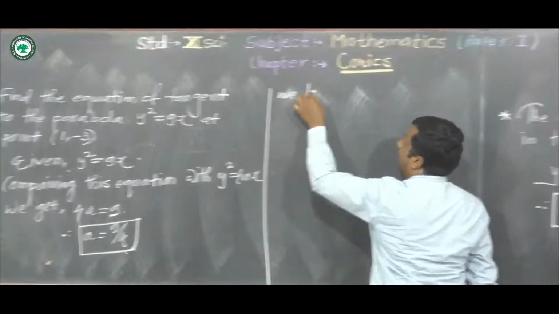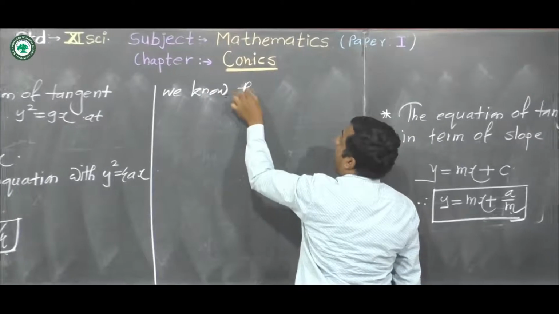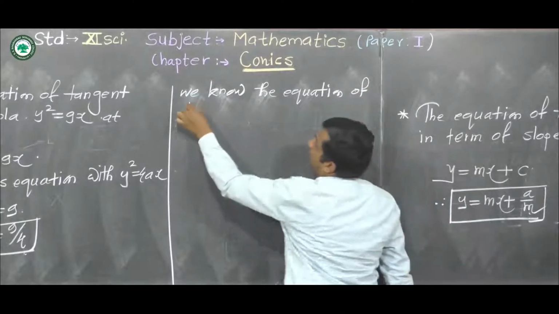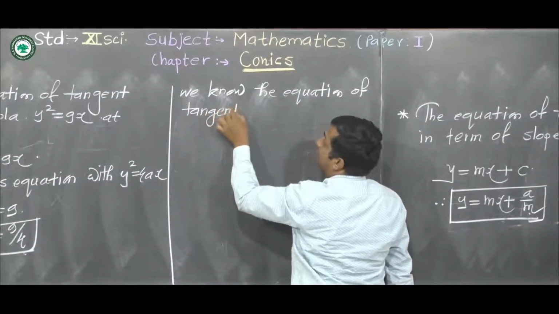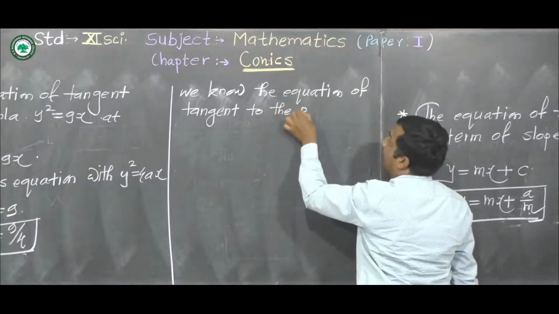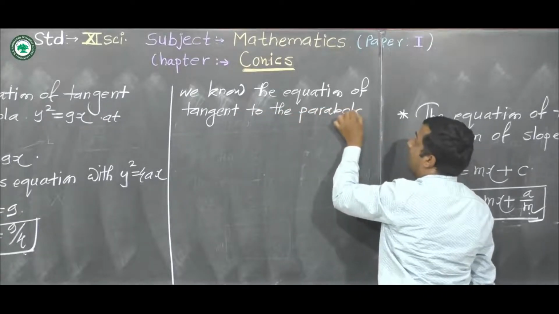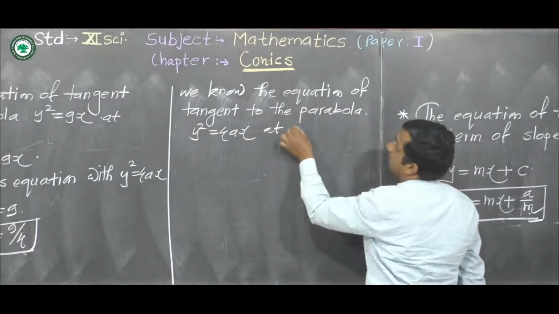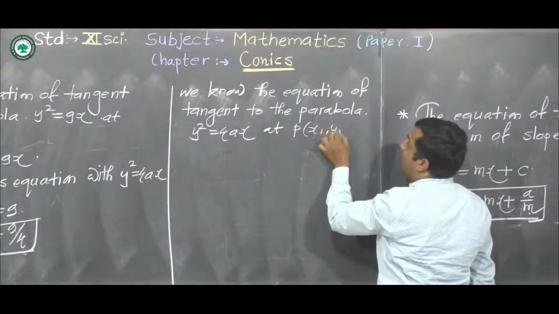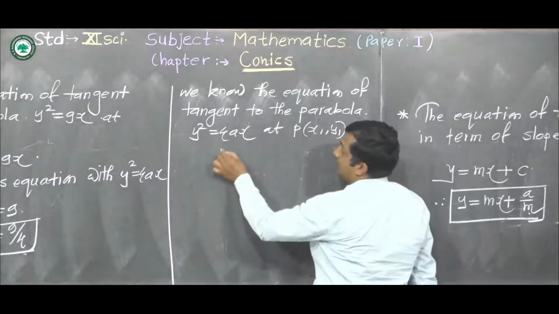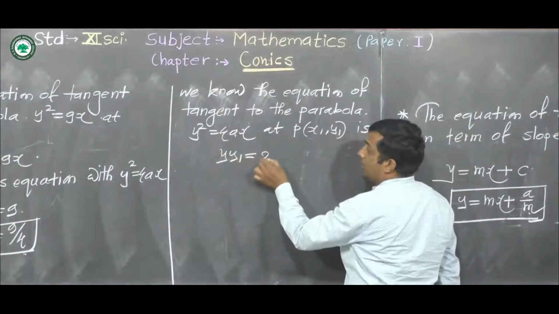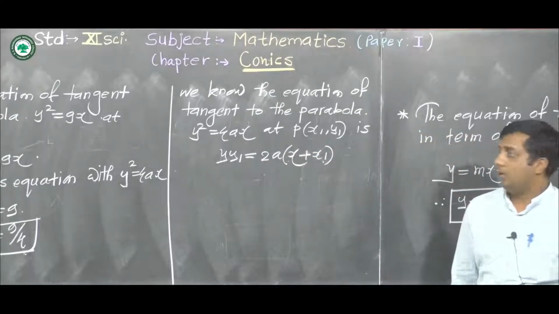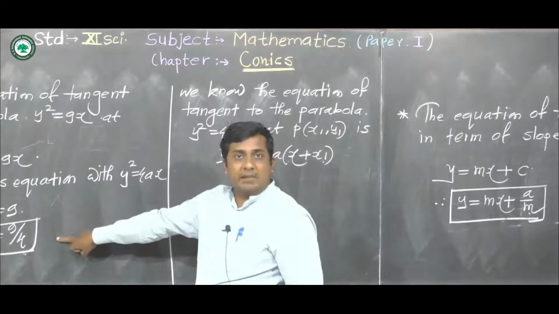Here I write, we know the equation of tangent to the parabola y square is equal to 4ax at point P(x1, y1) is yy1 = 2a(x + x1). Okay, now here we know this a, here a is 9/4.